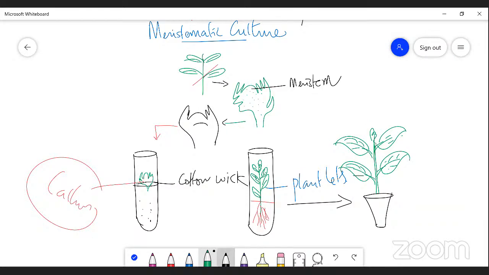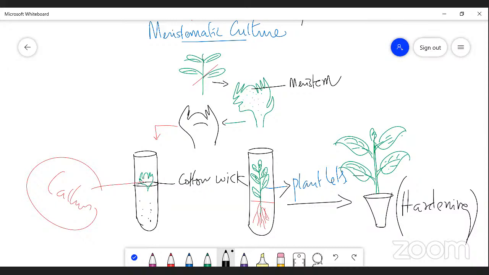So by the process that is called the hardening process. Hardening. Hardening is the process of exposing plantlets from test tube into environmental condition. I mean soil. The transfer of plantlets which are growing inside of the test tube into soil, that is called the hardening process.